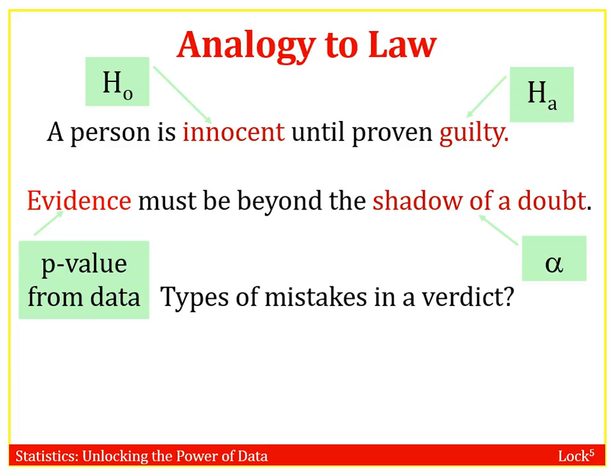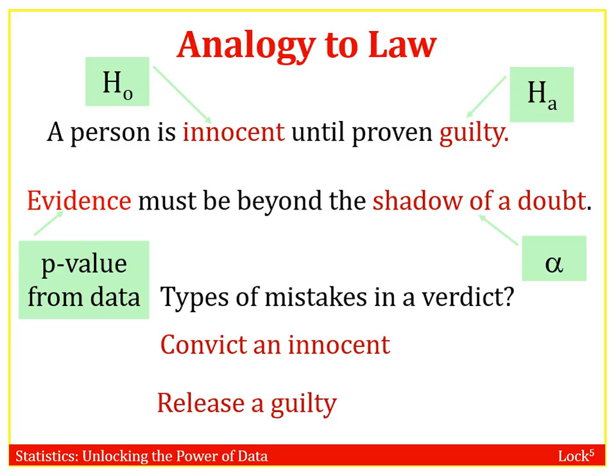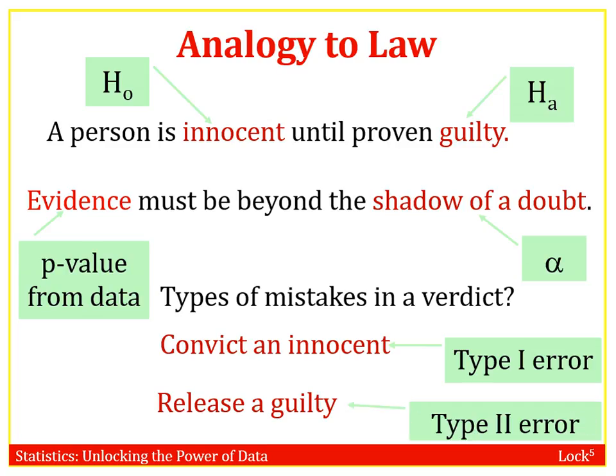A correct decision would be a person is guilty and you convict them. A second correct decision is the person is innocent and you find him not guilty. But there are 2 possible mistakes that could be made. You could convict an innocent person. You could release a guilty person. Convicting an innocent person is a type 1 error. Releasing a guilty person is a type 2 error.